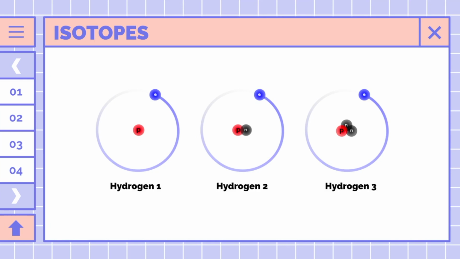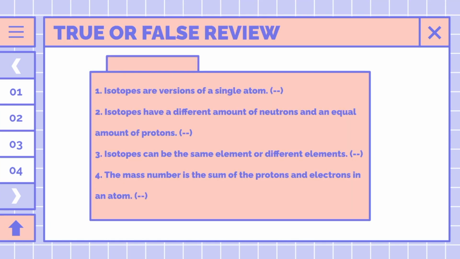Now let's review with some true or false questions. Take a moment to try to solve these on your own. Alright, you should have gotten true, true, false, false. Number 1 and 2 are true because they describe the definition of an isotope. Atoms with the same number of protons but different numbers of neutrons, or just different versions of a certain type of atom. But numbers 3 and 4 are false.